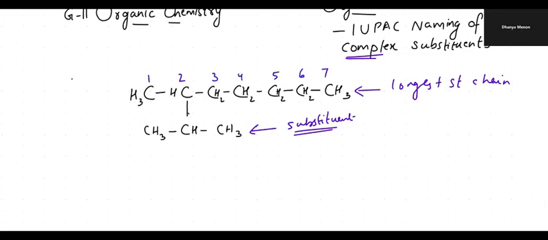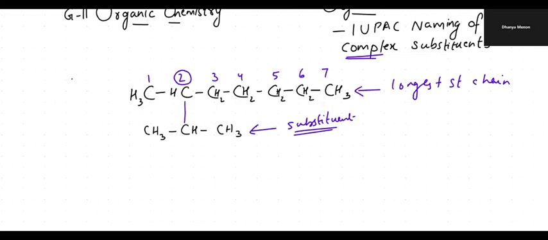Yes, so this is the longest chain, no other way, because if I number it this way, 1, 2, 3, 4, no, it is not giving me a long chain. Now, if I number it from here, 1, 2, 3, 4, 5, 6, 7. Now, according to the blue numbering, a substituent is getting the second position, right? And according to the red numbering, it is giving me 6th position. So I'm not going with the red numbering. I'll go with the blue numbering.